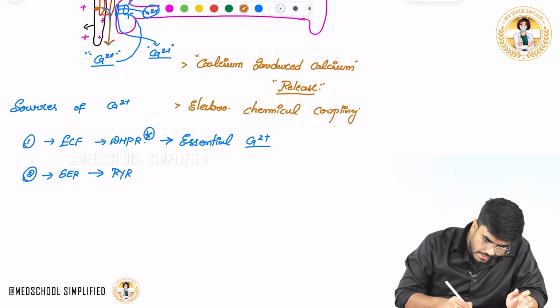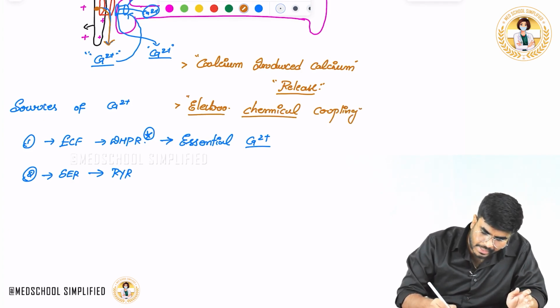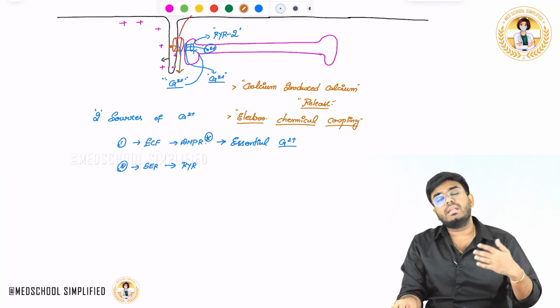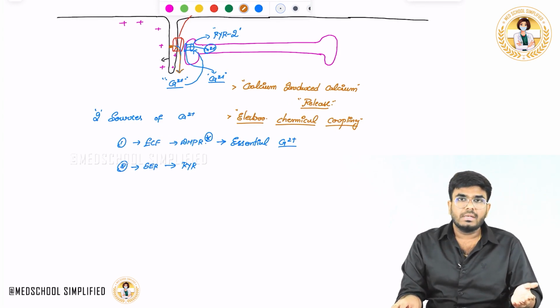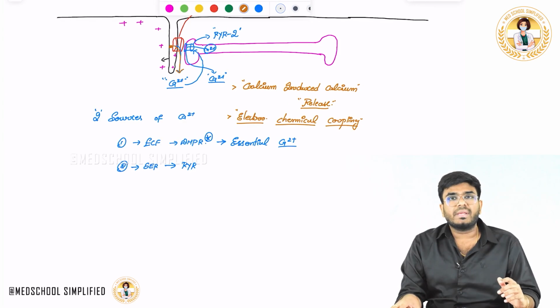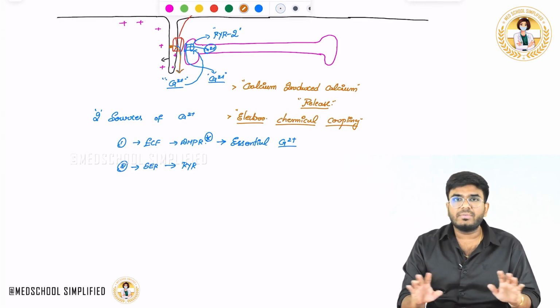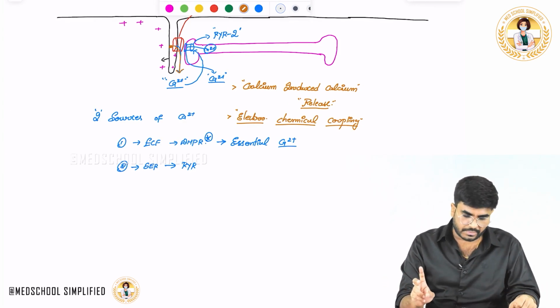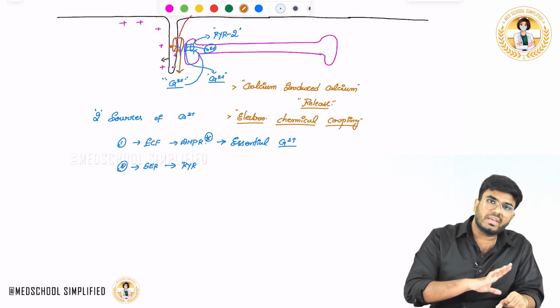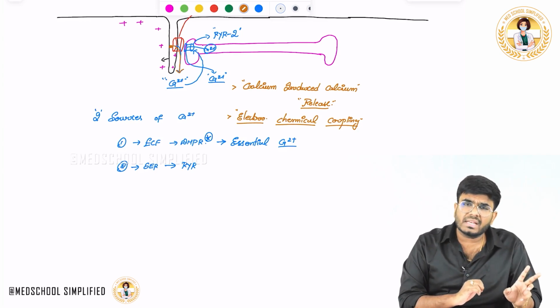So tell me, electromechanical coupling is happening in the skeletal muscle. Okay, electromechanical coupling is happening in the skeletal muscle, and electrochemical coupling is happening in the myocardium. So both are different. In myocardium there are 2 sources of calcium. In the skeletal muscle there is only 1 source of calcium.